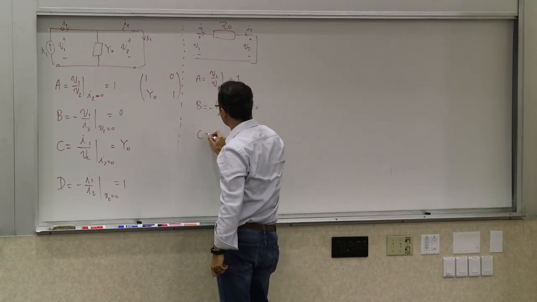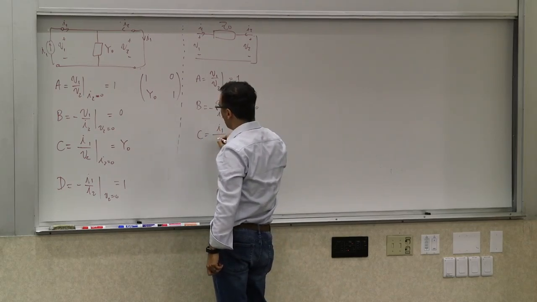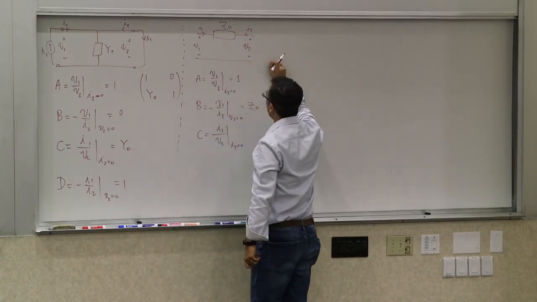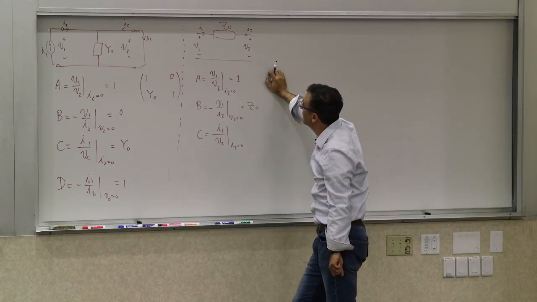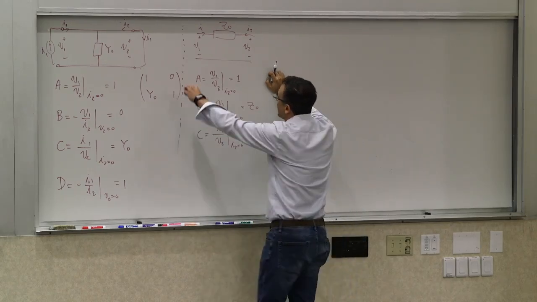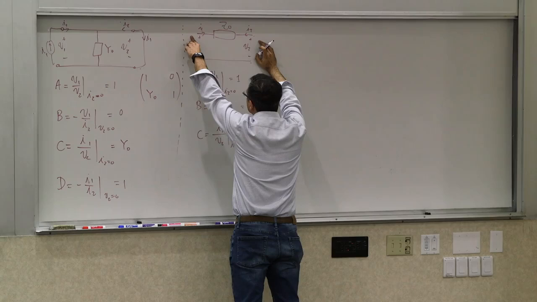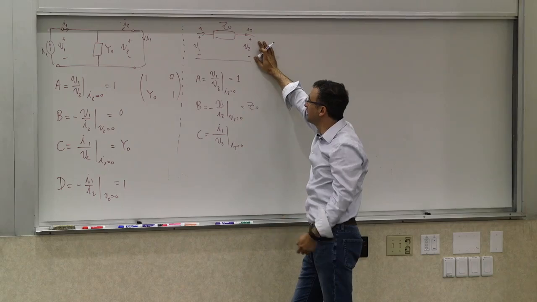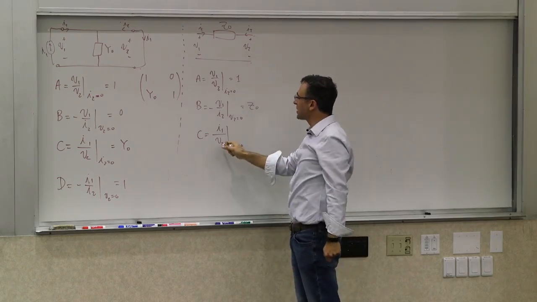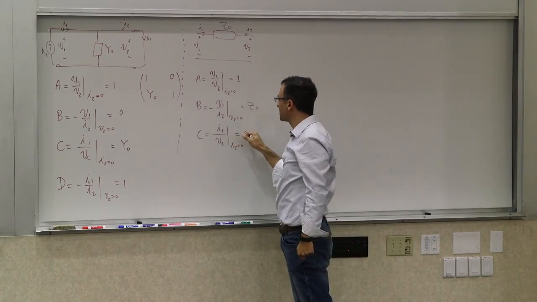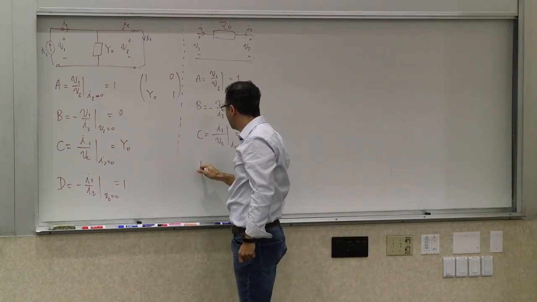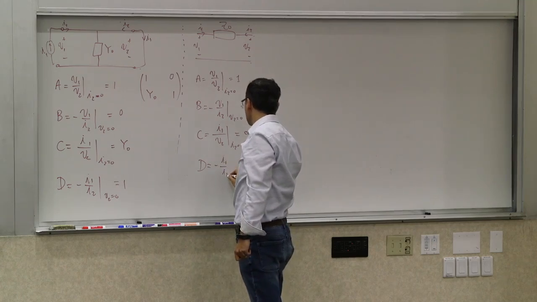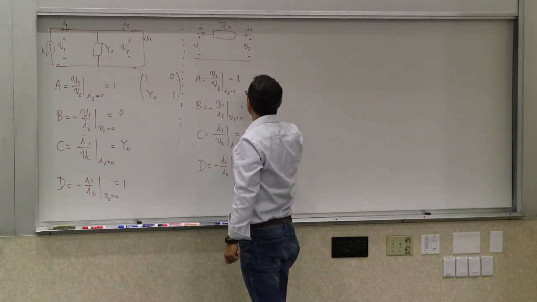Now how about C? C is I1 over V2 when I2 is 0. In other words, again, when you keep this open circuited, and I1 over V2 is going to be what? So you apply a current source and you look at the voltage here. The voltage here is going to be infinity because you're putting a current into an open circuit. So this V2 is going to be infinity, and this is the finite quantity, so this becomes 0.